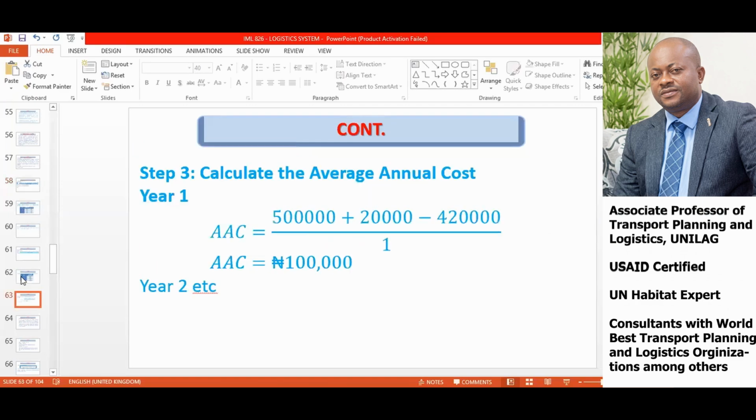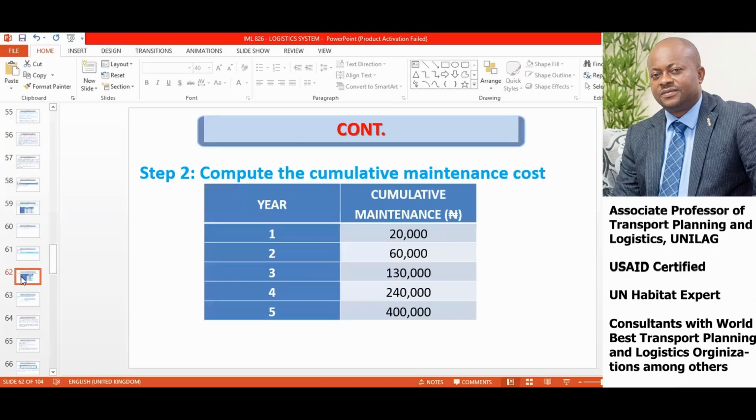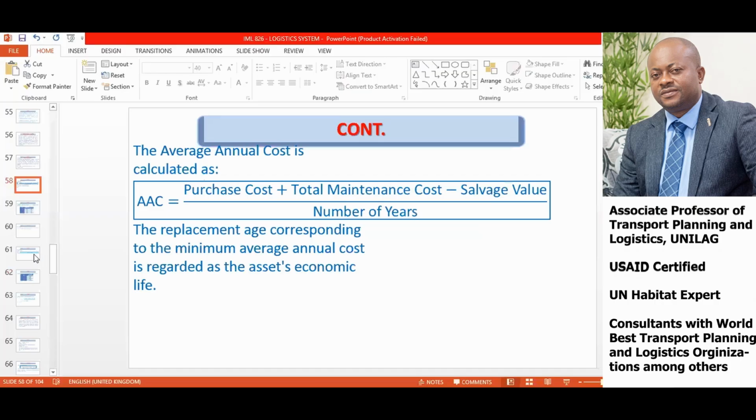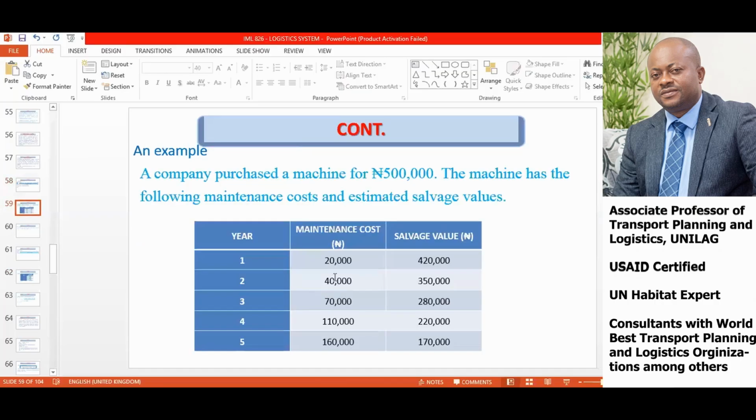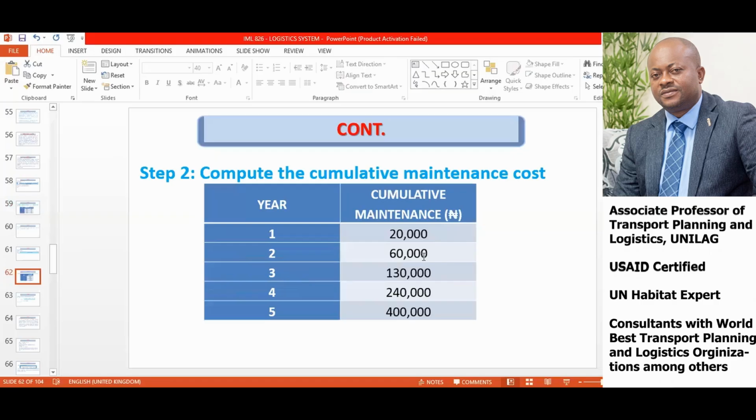So on this table, what is our total maintenance cost? That's cumulative. Cumulative means you add this plus 0, you get 20. You add this 20 plus 40, look at it here. You get 60.